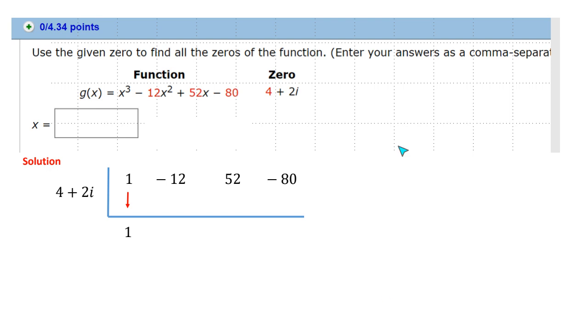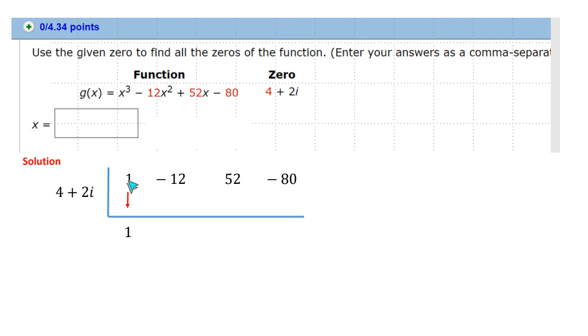Okay, and now I believe this is going to be the last problem. Excuse me. So here it says use the given zero to find all the zeros. And the only thing they give you is that 4 plus 2i is a zero. Okay, so since it's a zero, then we know that if we were to apply synthetic division, it better give us some remainder of 0. Okay, so let's see if that happens.